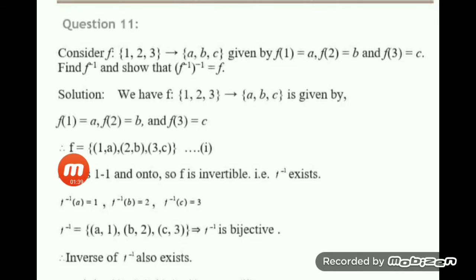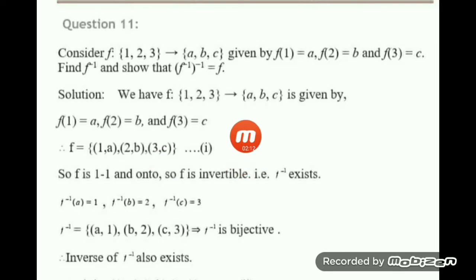Now we write these things in the form of ordered pairs. 1 is related with a under the rule f, so f contains (1, a). I am writing in this form so that we can write down f inverse easily just by interchanging the position of the elements. 2 is related with b, so (2, b) will be in the function. 3 is related with c, so (3, c) will be in the relation. So this is your function f. That means f contains (1, a), (2, b) and (3, c).